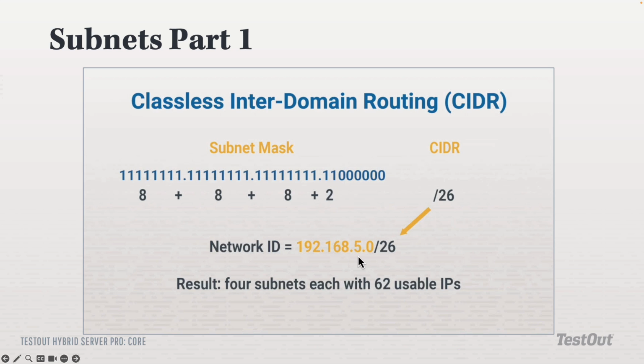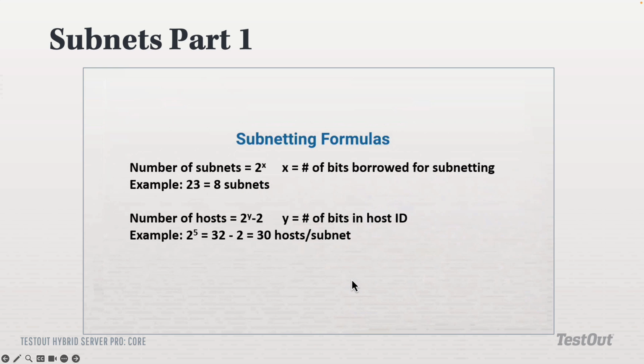So the network ID here would be 192.168.5.0, and then it's a /26 network, okay? From there, because we know that 2^y minus 2 is how we figure out the number of hosts, that would tell us that we get 62 usable IP addresses. And I'm going to show you guys a way that you can start planning out your different IP address schemes, or your IPAM, your IP address management. So if you want to know the number of subnets, it's 2^x, and x is equal to the number of bits borrowed for subnetting.